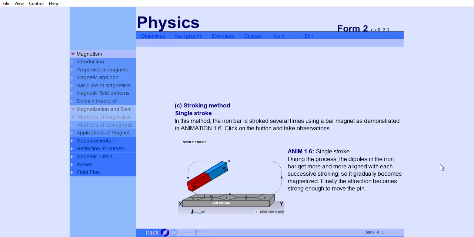Stroking method. Single stroke. In this method, the iron bar is stroked several times using a bar magnet as demonstrated in the following animation. Click on the button and take observations. During the process, the dipoles in the iron bar get more and more aligned with each successive stroking, so it gradually becomes magnetized. Finally, the attraction becomes strong enough to move the pin.